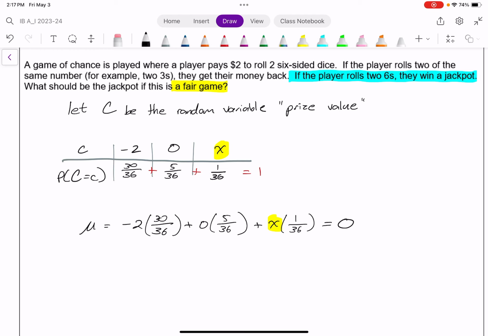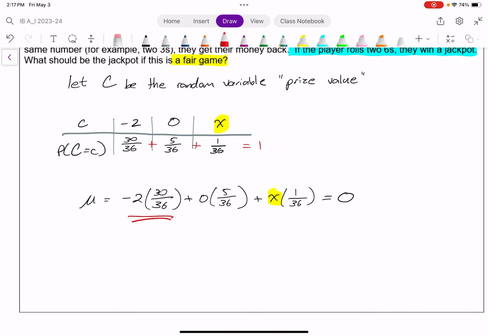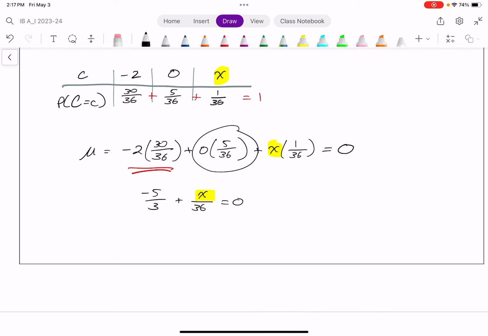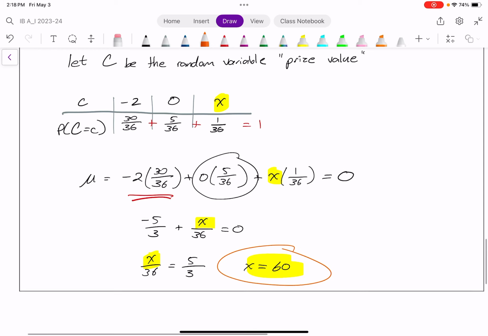And so now I solve for x. And so pretty quickly, negative 2 times 30 over 36 simplifies to negative 5/3. Plus, that's just 0. So then I have plus x over 36 equals 0. If I solve for x, I can say x over 36 equals positive 5 over 3. And pretty quickly, we get to x equals 60. So $60 is the jackpot that would make this game totally fair, which means if the jackpot is exactly $60, over time, no one will come out ahead, neither the players nor the people putting on this game.